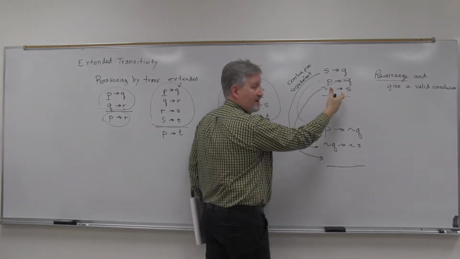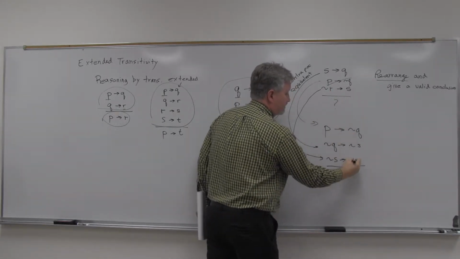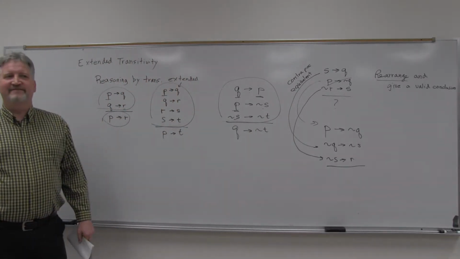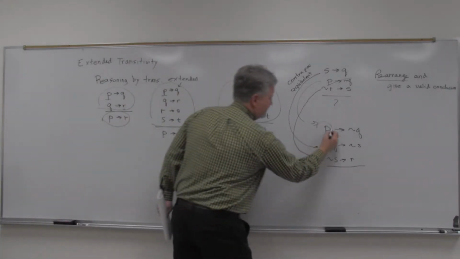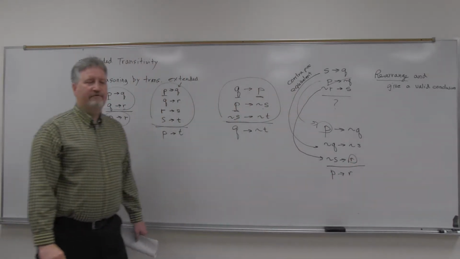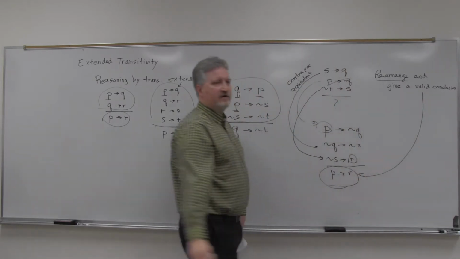But if I do the contrapositive of that, not S, arrow, R, because it flips and negates, what's the conclusion? P, arrow, R. So that's my valid conclusion. If P, then R.